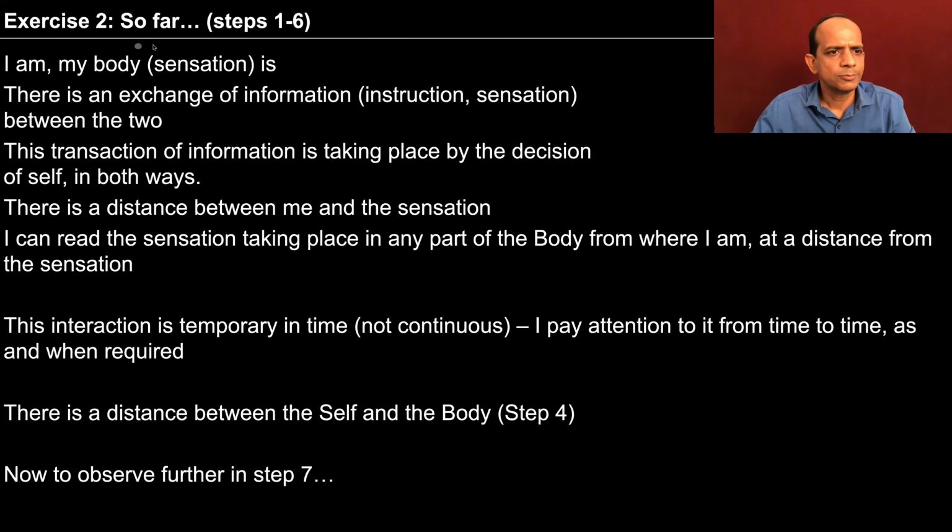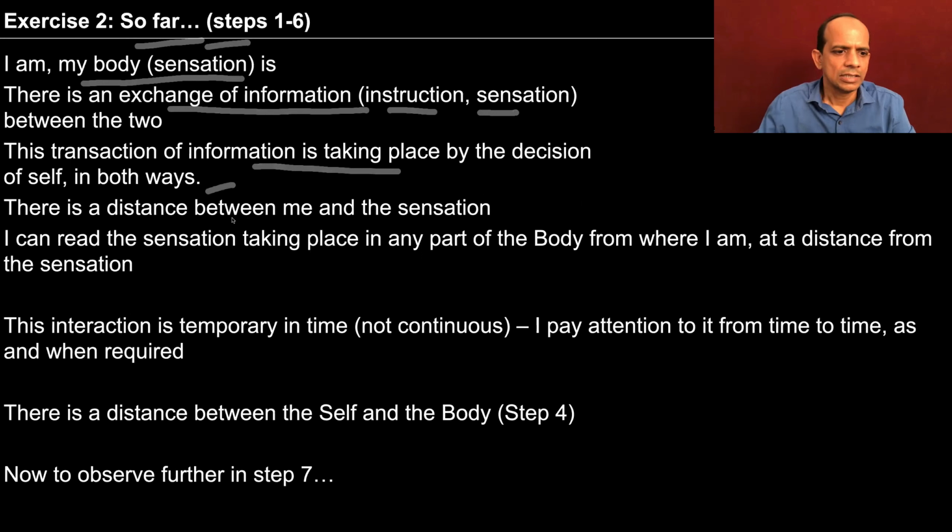If you look at steps 1 to 6, we have been able to see that I am there, body is there. I am able to see myself through my activities, and I'm able to see the body through sensation. There is an exchange of information between me and the body. So I'm instructing the body and I am reading the sensation from the body. And this whole thing is taking place by my decision. You could also see that there's a distance between me and the sensation. I'm not the sensation. I'm not a part of the sensation.